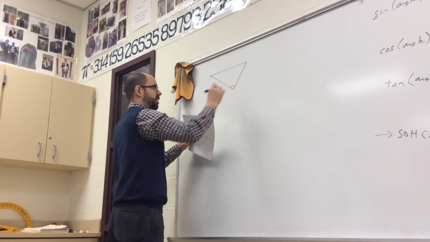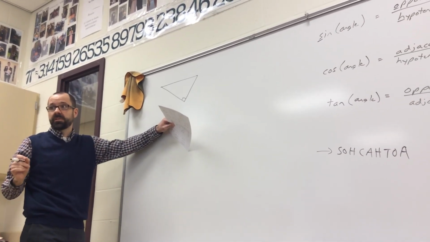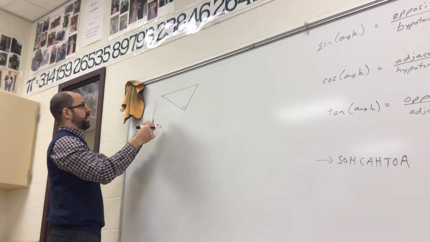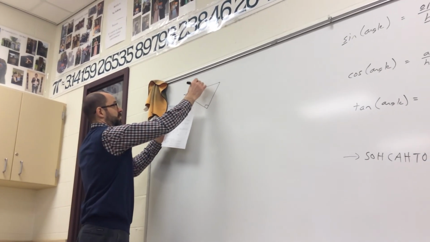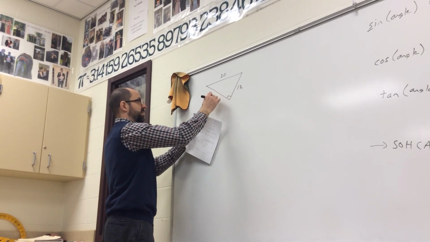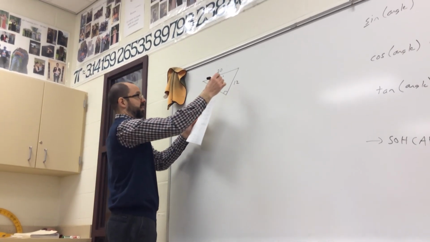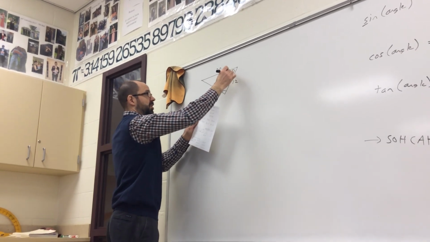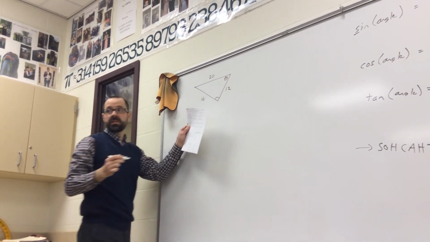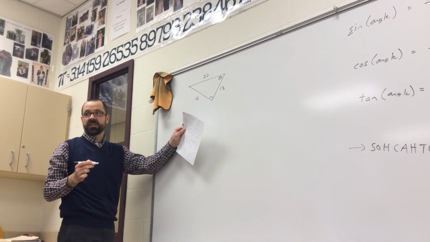So it's still got a right angle. Everything we're talking about today has to do with right triangles. This side is 20. This side is 12, and this side is 16. Okay, then in this corner, there's a circle with a little line through it. You've never seen that symbol before. Yeah, it's crazy looking.